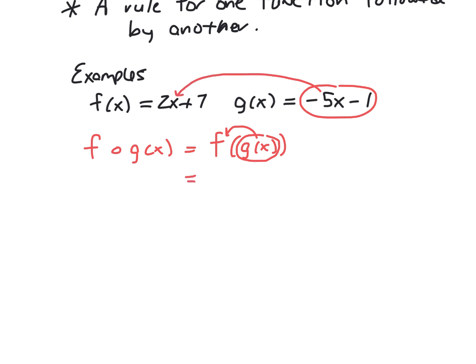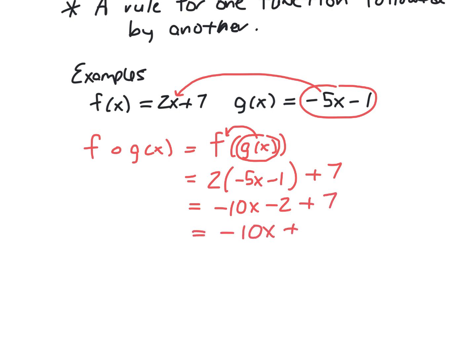We would be left with 2 times negative 5x minus 1 plus the 7. If I distribute the 2, I have negative 10x minus 2 plus 7. And if I combine like terms, I have negative 10x plus 5.